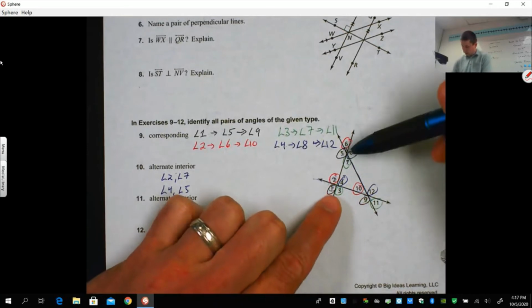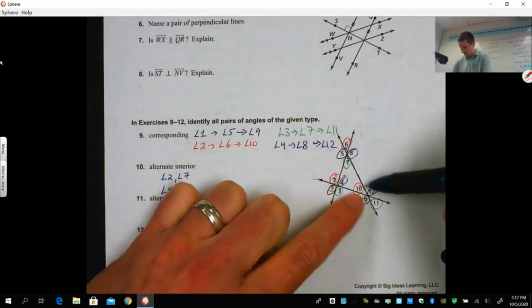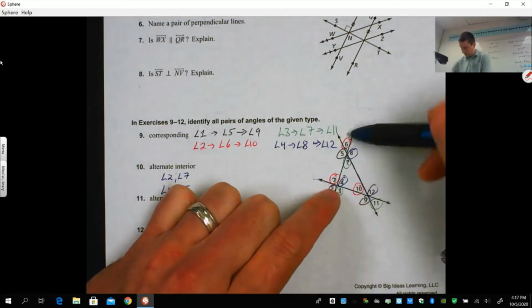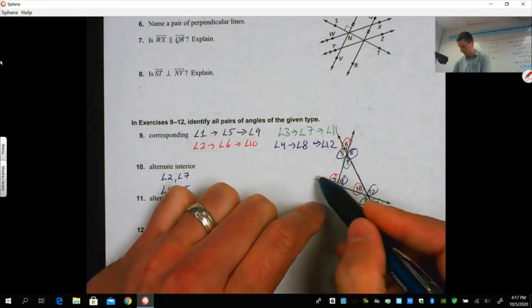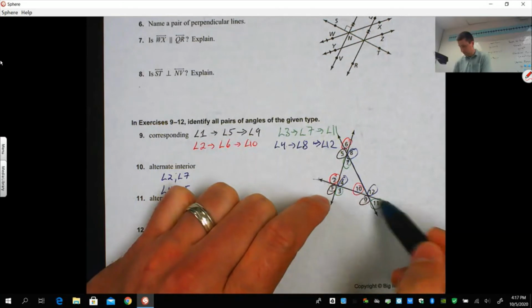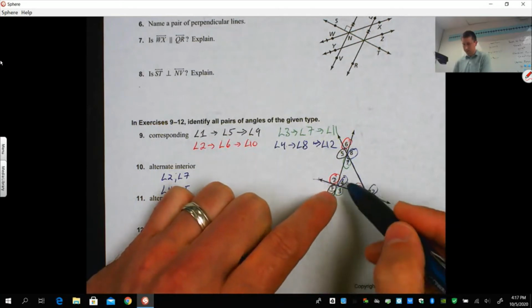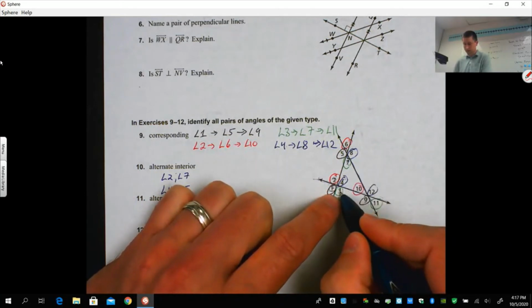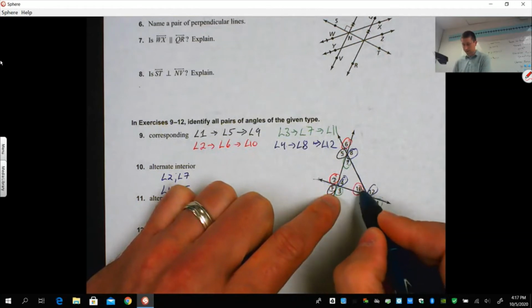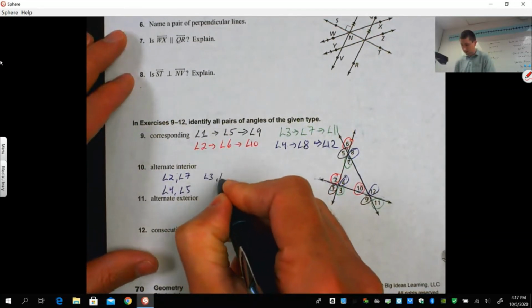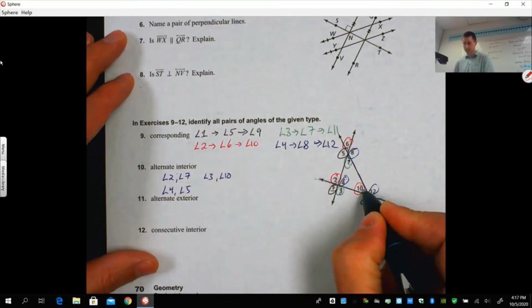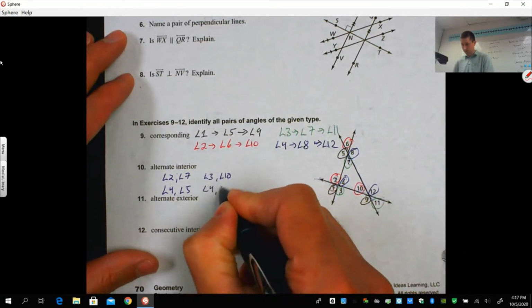Okay, let's pick another 2 lines. So I'm going to pick this line going up and this line going down. So these are my 2 lines cut by this transversal. So here's my transversal. The angles have to be on the transversal. So 3 alternate would be on 10. 3 with 10, 4 with 9. Angle 3, angle 10, angle 4, angle 9.